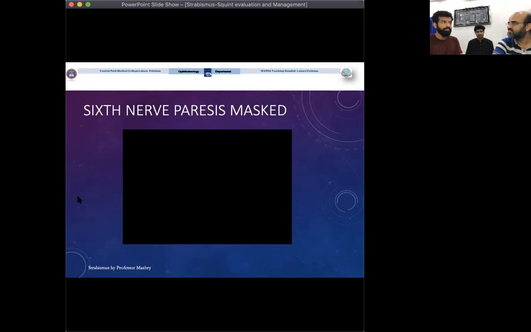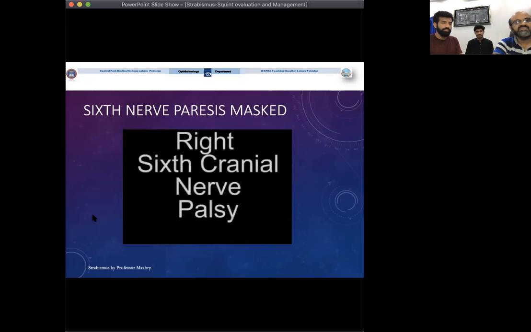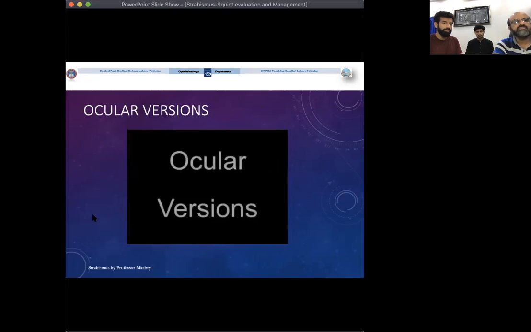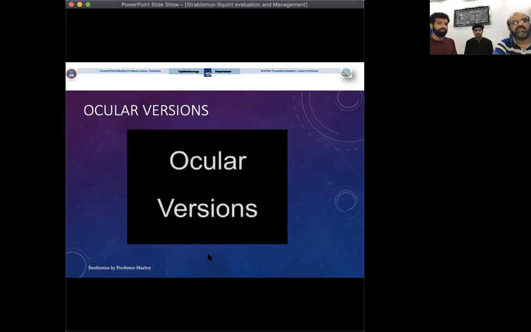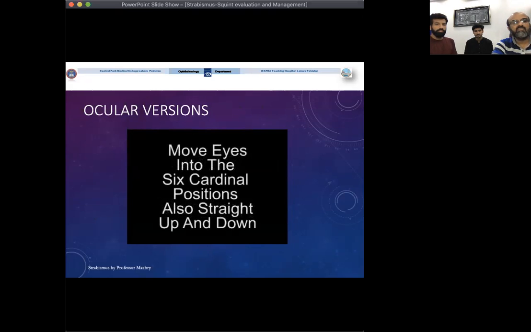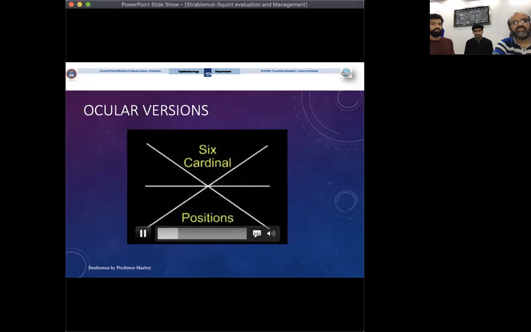Incomitant squint, primary and secondary deviation. This is how you check the ocular versions. Versions is movement of both eyes together. Duction is single eye movement. Moves either into the six cardinal positions, as you understand.